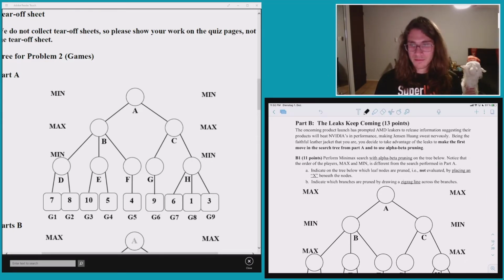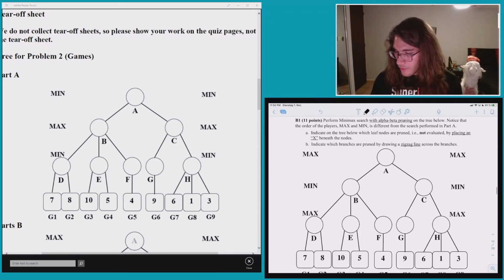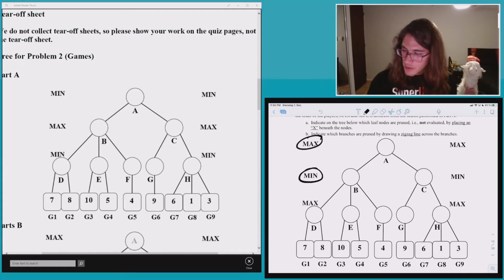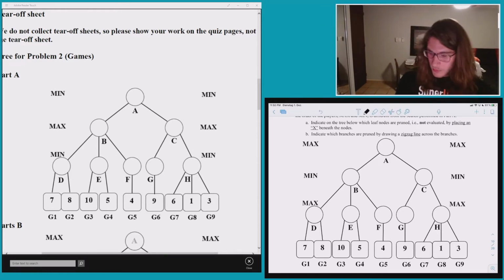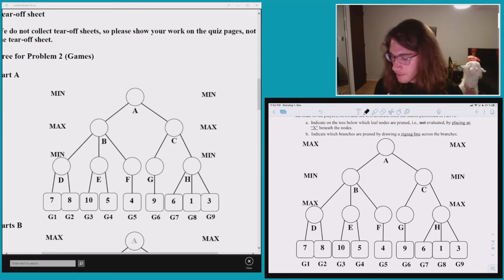Okay. So now comes the big one. Feel free to pause and read the prompt. I'm just going to go straight ahead into this problem. And the first thing to note is the max and the min order has been switched around just to keep it interesting and on your toes. So it wouldn't yield the same minimax or the same value as in the previous problem.